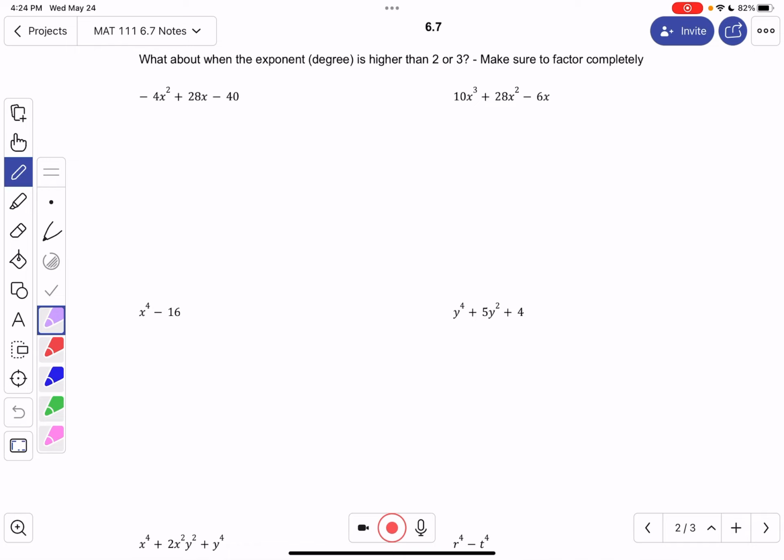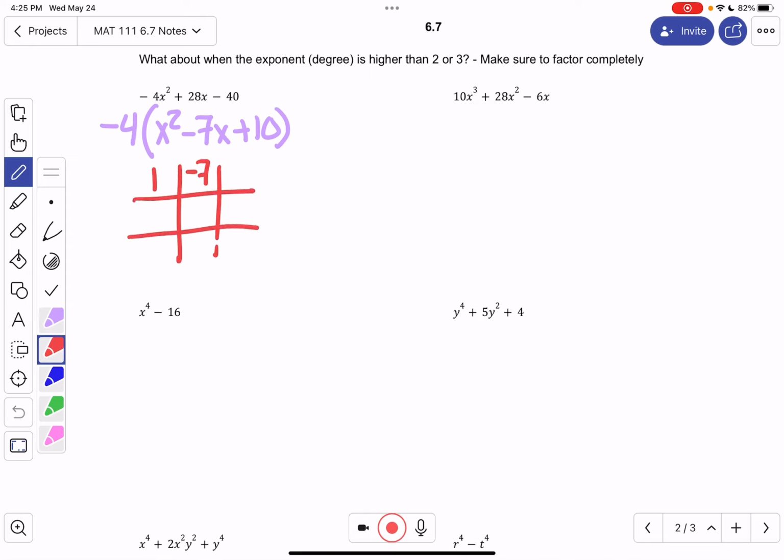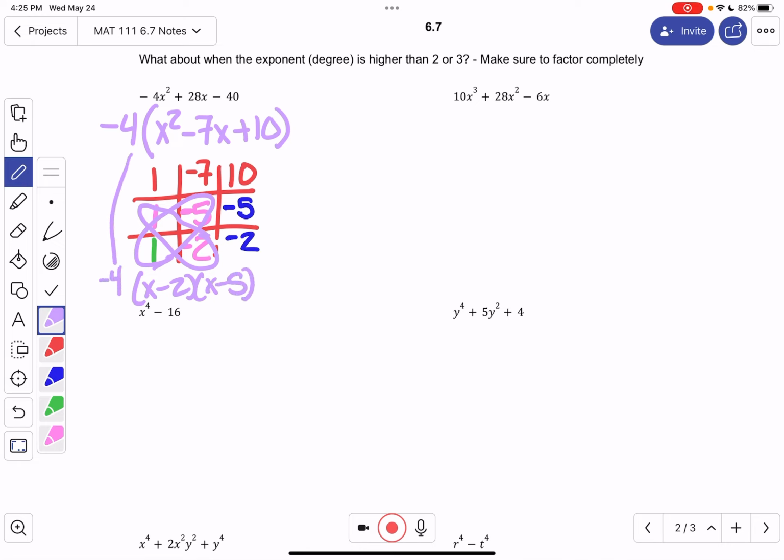If we were going to do that right now, we would take out the greatest common factor, and we'd be left with x squared minus 7x plus 10. Then we would set up our tic-tac-toe, A times C. We would find the factors of A times C that add up to B. Greatest common factor of the corners. Multiply up and across. And then we end up with x minus 2, x minus 5, and bring down that negative 4. That's what we did in the last section.